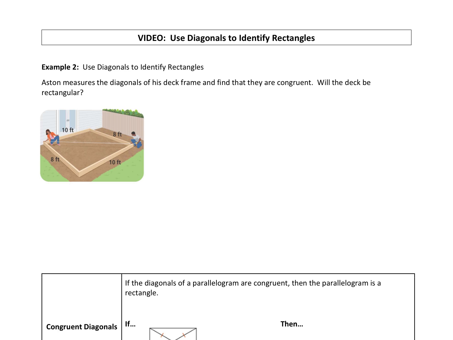So if we notice, we've got opposite sides congruent, 8 and 8, 10 and 10. So that means we are working with a parallelogram. So let's just make note of that. The opposite sides are congruent. So this is a parallelogram.